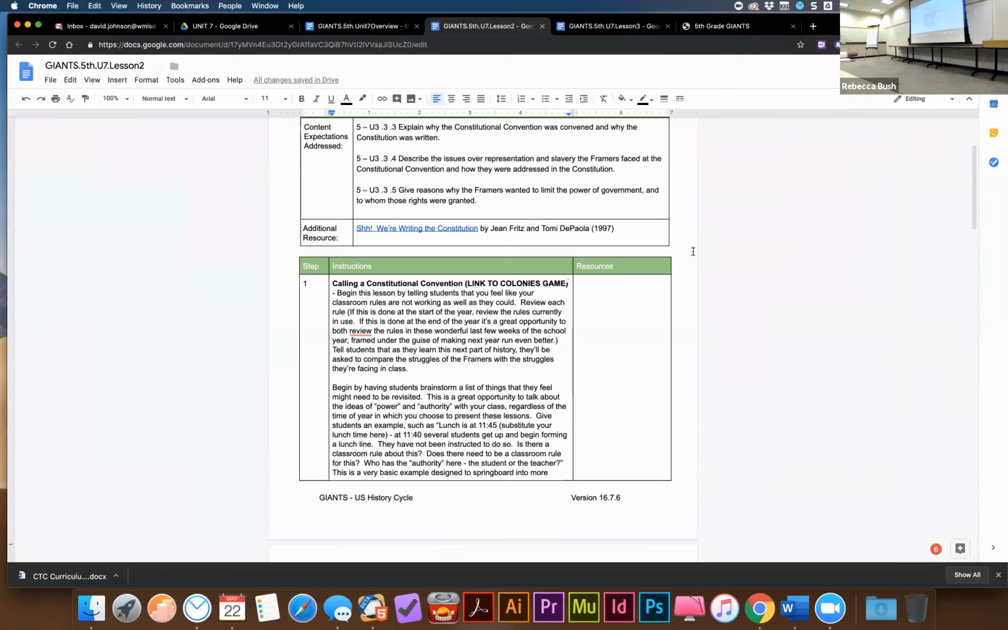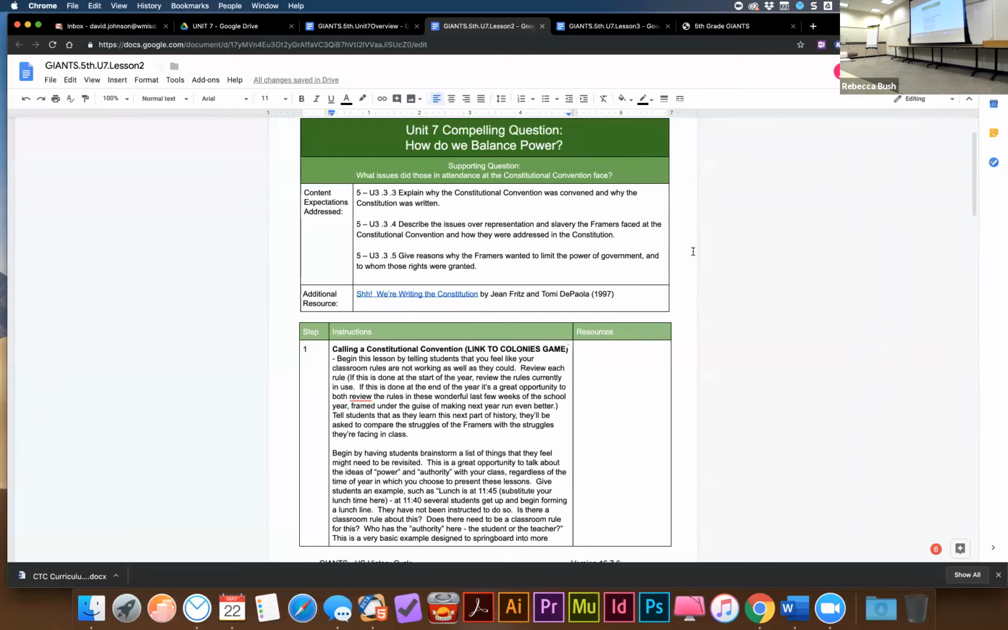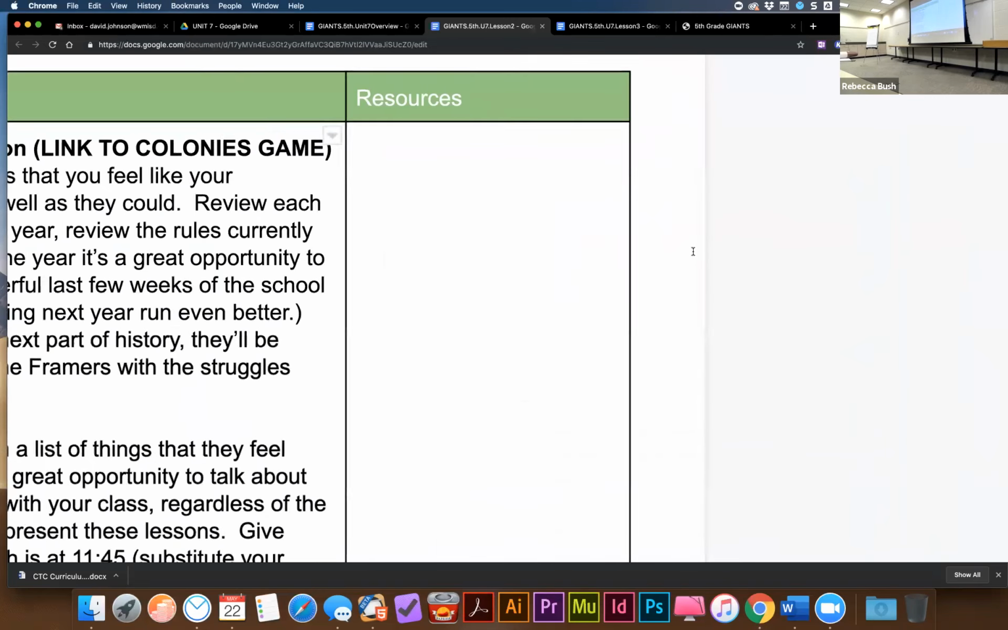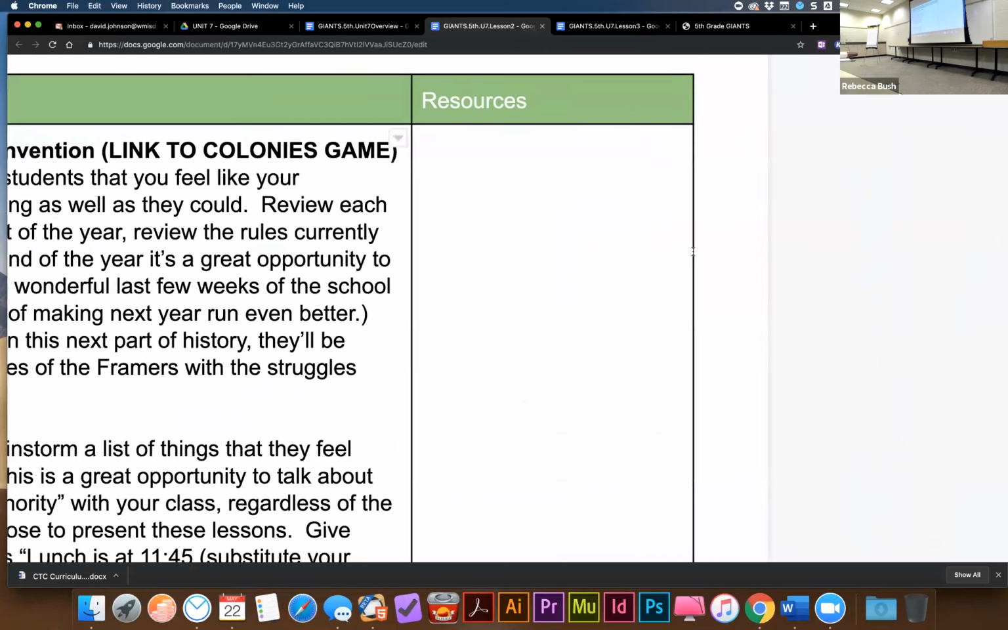And then when we move into lesson 2, ideally your kids with the colonies game will have had an opportunity to discuss how they might try to unite their colonies together into one colony. But lesson 2 is where we stop focusing on the Articles of Confederation and start focusing on, hey, these didn't work so well, and bringing together the Constitutional Convention.